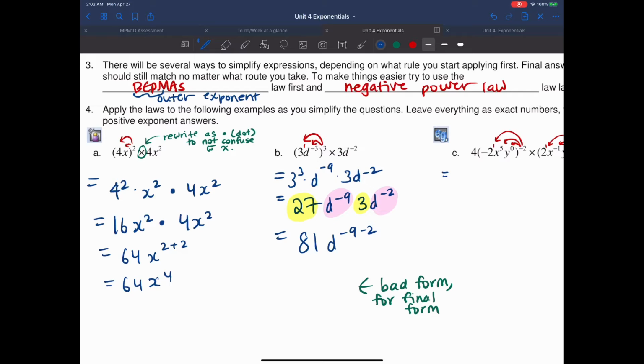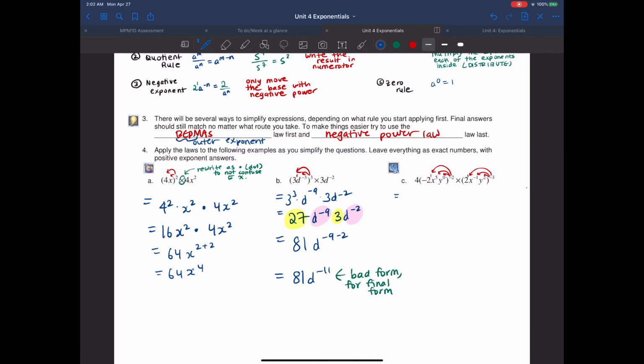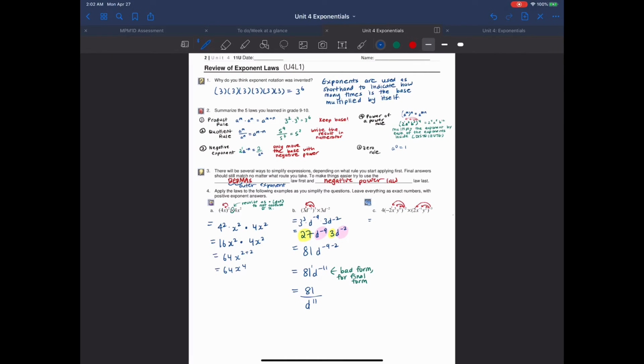And then the d to the negative 9 and the negative 2 are going to be added. So it's like the two negatives are going to be added. And then I get 81 and then d to the exponent negative 11. So if I leave it like that, it's bad form. It's not good to leave it in negative exponent form. So we're going to apply the negative exponent law, and we get 81. So you leave the coefficient with the positive exponent, and you're going to bring that d to the negative 11 to the denominator, and as a result, it will have a positive exponent.